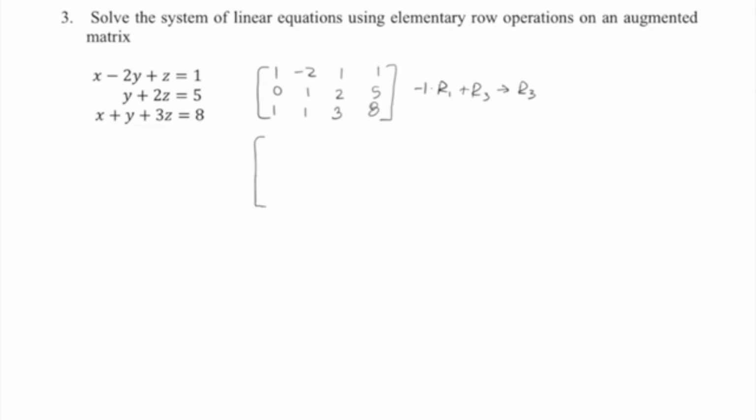So that makes 1 times negative 1 is negative 1 plus 1 is 0. Negative 2 times negative 1 is 2. 2 plus 1 is 3. 1 times negative 1 is negative 1 plus 3 is 2. And 1 times negative 1 is negative 1 plus 8 is 7.